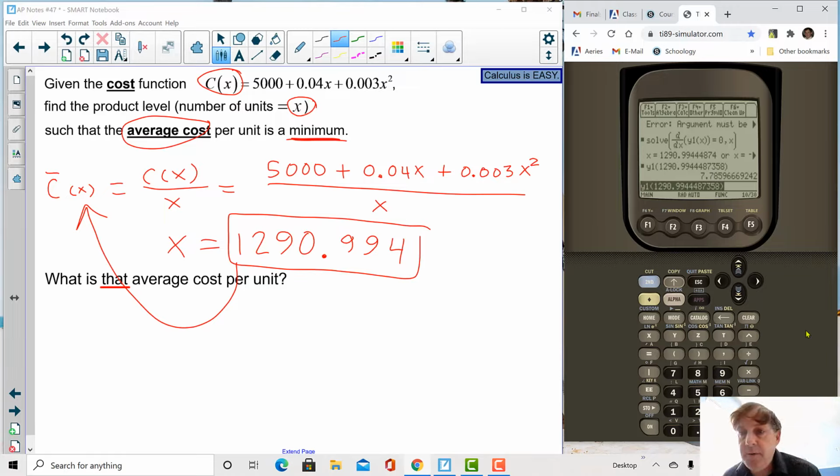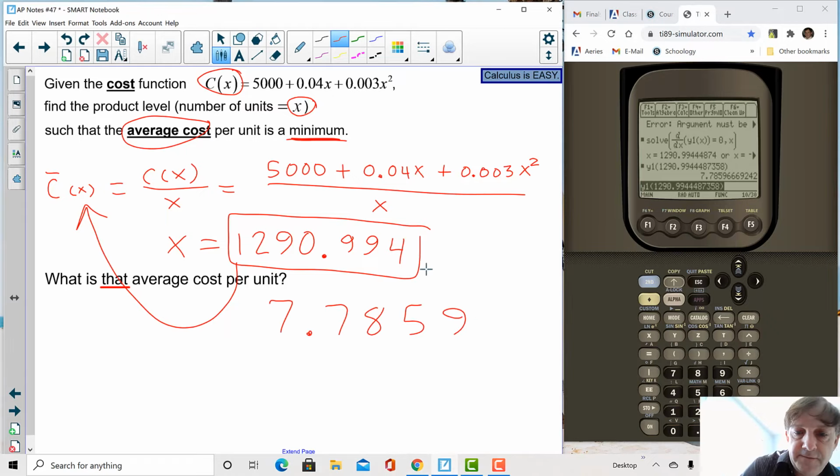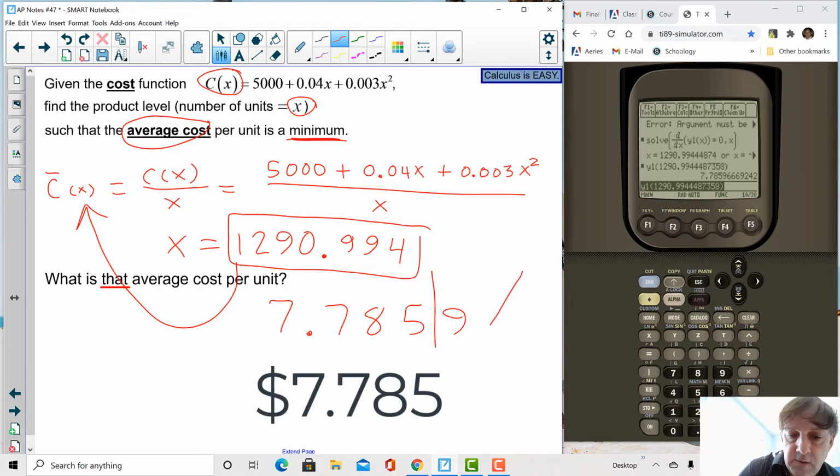Okay, that average cost per unit is going to be 7.7859. I prefer to truncate it. Again, it's okay to have that third decimal, even though it's money, because remember, at the gas station, they do charge you 9/10 of a cent.